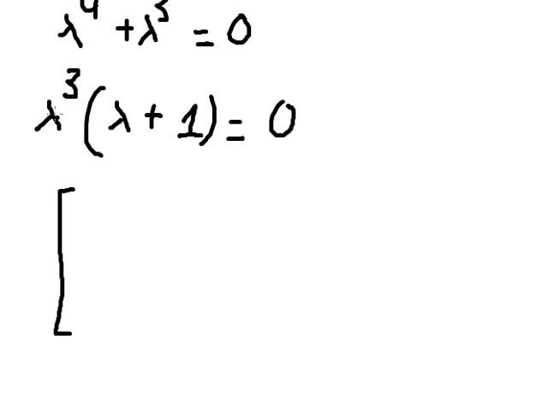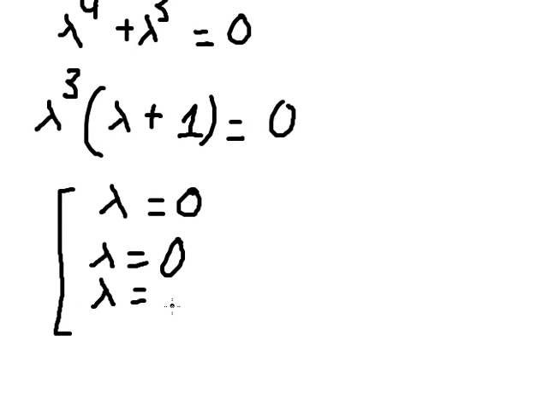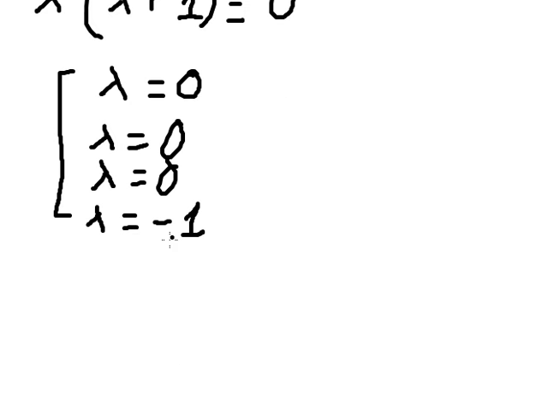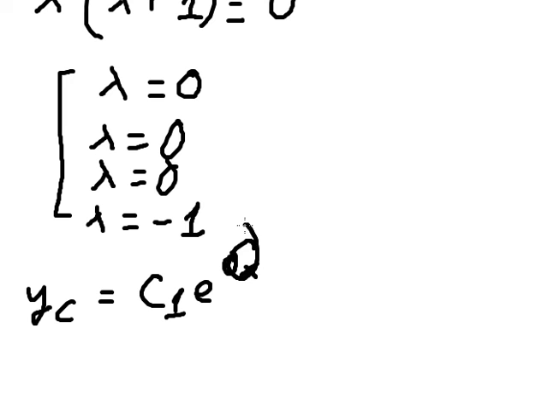So we have lambda to the power of 3. That means we have lambda equals 0, 0, and 0. We have three 0s in here. And the next one, lambda equals negative 1. So we have yc equal to c1 e to the power of 0s. So in this one, 0s is 0, e to the power of 0 you get 1. So we have c1.